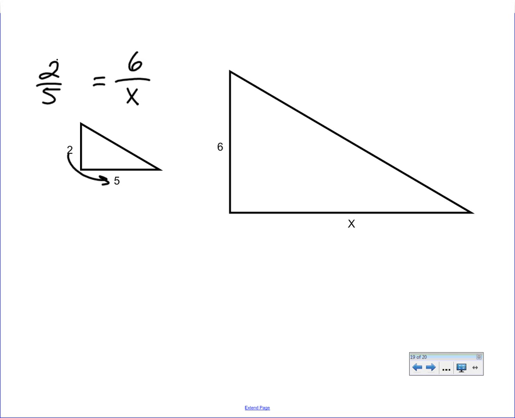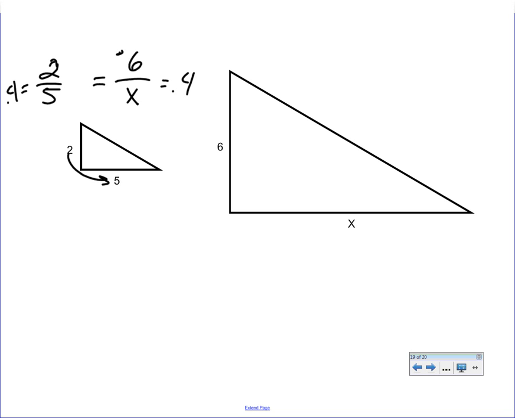Okay, so you could do scale factor here, 2 to the 6. But I don't want to do scale factor. I want to try ratio out. Let's see if we get the same answer. So what is 2 divided by 5? Punch in the calculators, that equals 0.4. So this side also must equal 0.4.